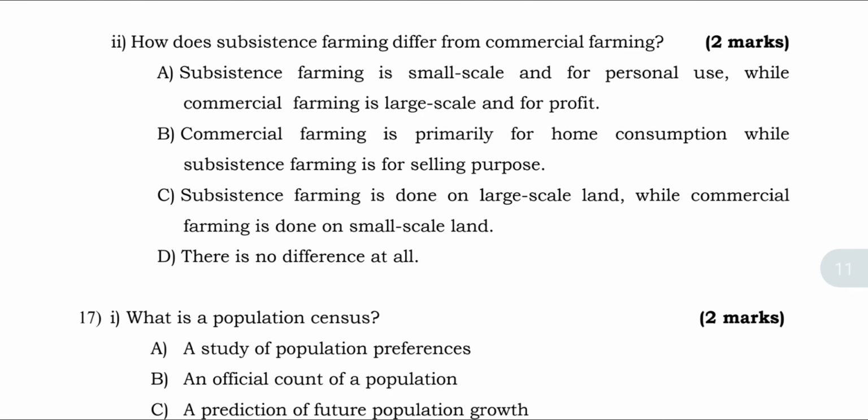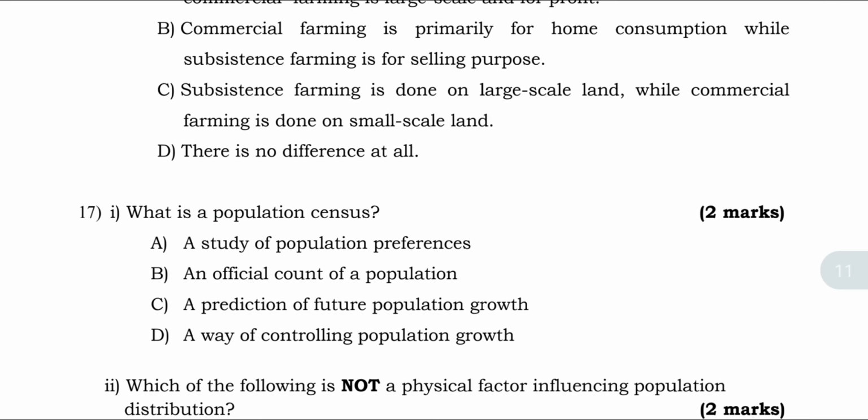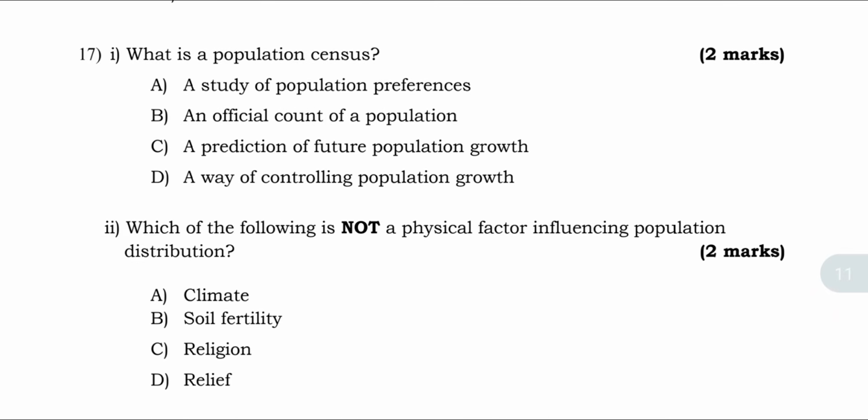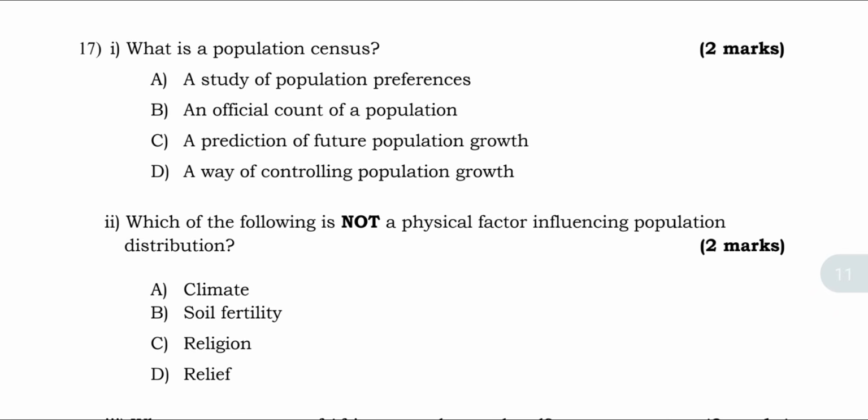And remember that if a question has 2 marks, we have 2 options. We have to choose right there, okay? What is a population census? A. Study of population preferences. B. An official count of population. C. A prediction of future population growth. D. A way of controlling population growth. So you have to choose the best answer.